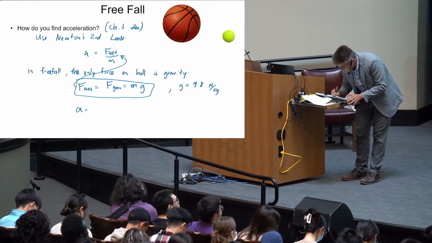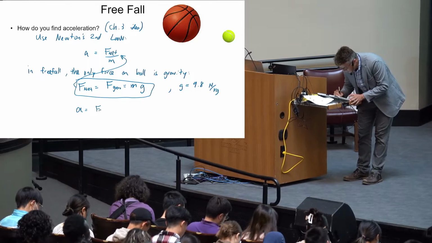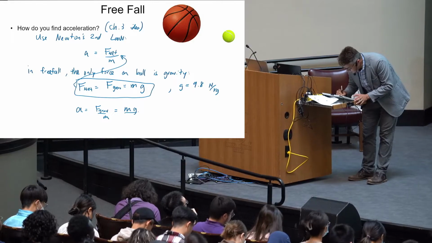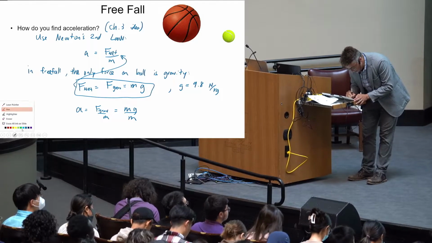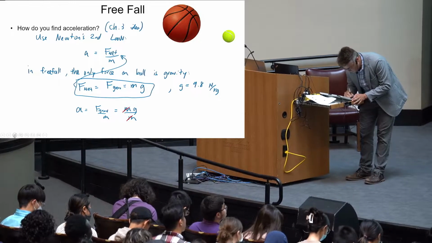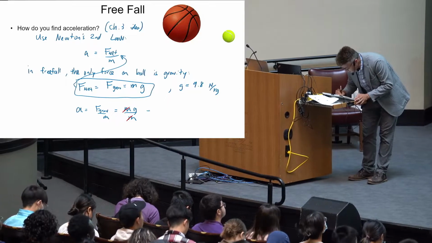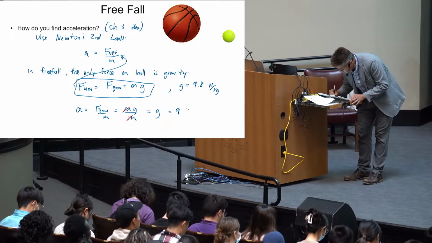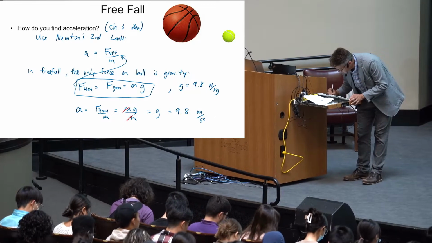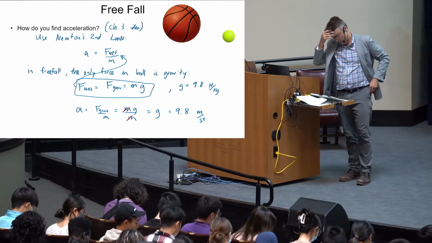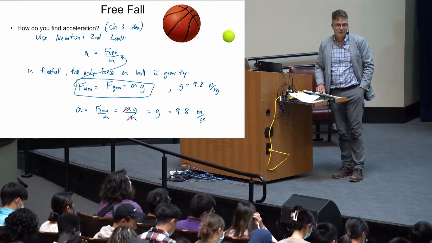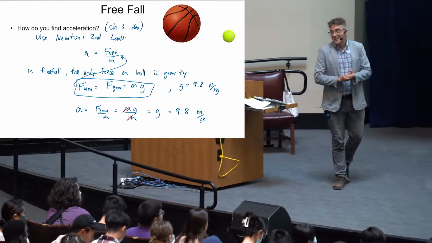So what we do is we take this and plug it into that. So a is equal to F grav divided by m, so it's equal to mg divided by m. And then the m's cancel, and you get that the acceleration is equal to g. The units work out to be 9.8 meters per second squared. So nicely, newtons per kilogram and meters per second squared turn out to be the same thing. So that's the whole secret.